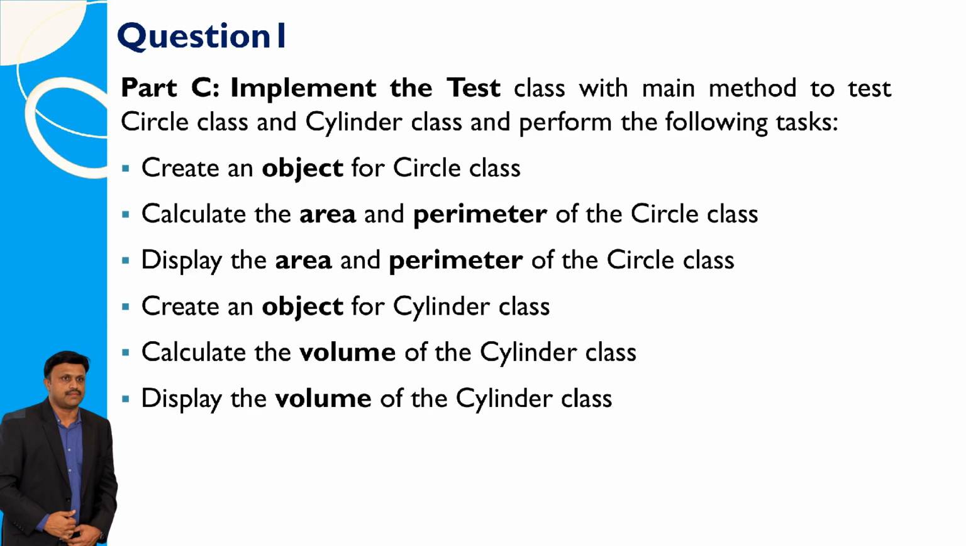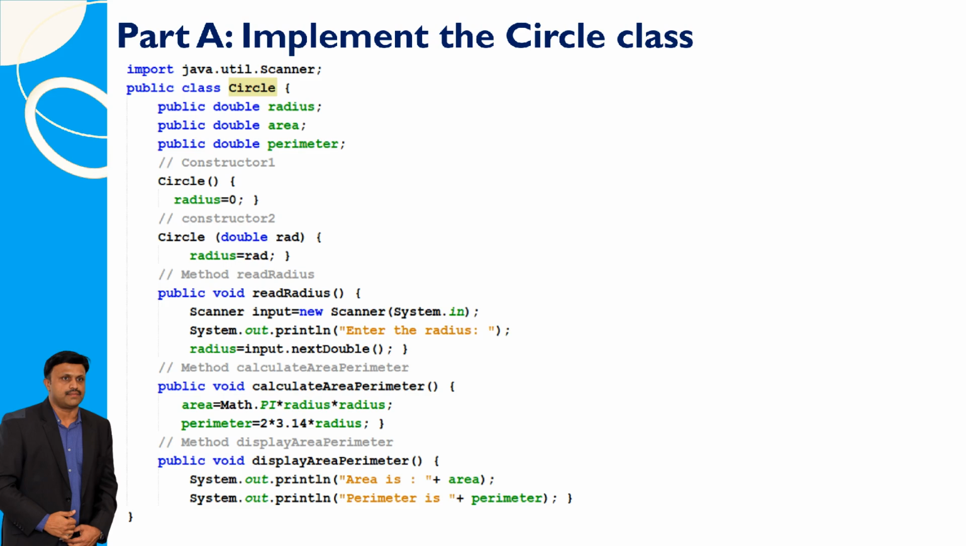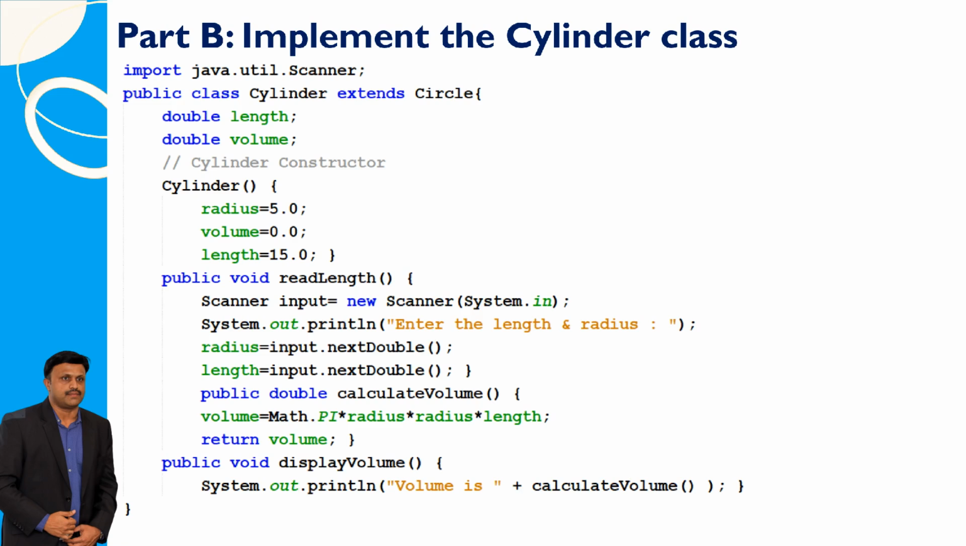It includes creating an instance of the Circle class, calculating and displaying its area and perimeter, followed by creating an instance of the Cylinder class, calculating and displaying its volume. Question 1 Part A Solution. Implement the Circle class. Detailed Java code given here. Question 1 Part B Solution. Implement the Cylinder class subclass to Circle. Detailed Java code given here.